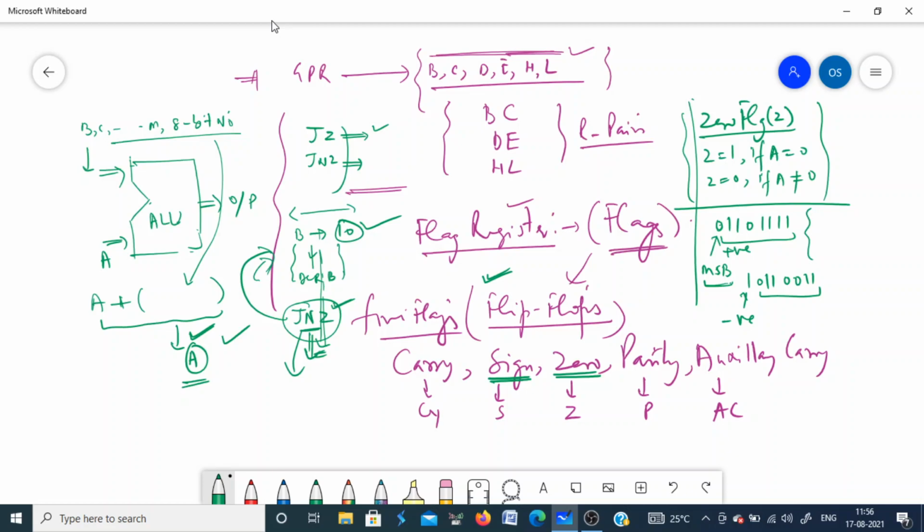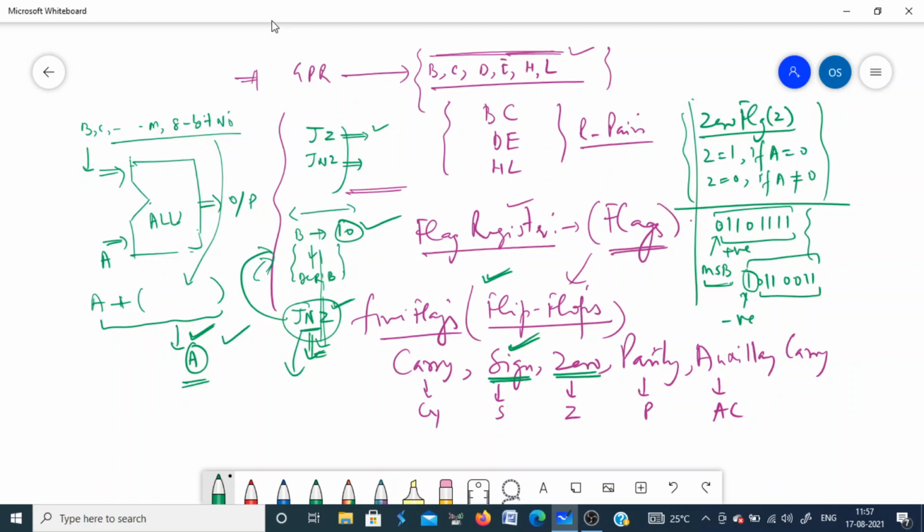If you go for unsigned numbers, positive and negative do not have any meaning. Then all the bits just represent the magnitude. But if you have the signed integer format, the most significant bit of this 8-bit data represents whether it is a positive or a negative number. If it is 0, it is positive. If this most significant bit is 1, it is negative. So accordingly you can see the role of the sign flag: it will indicate whether the result in the accumulator is positive or negative.